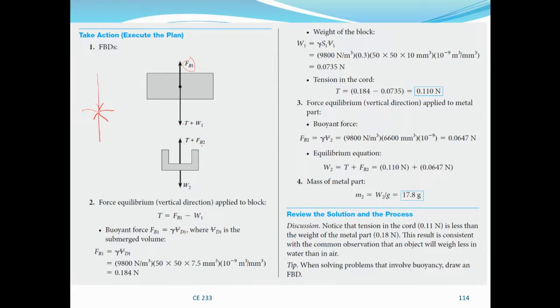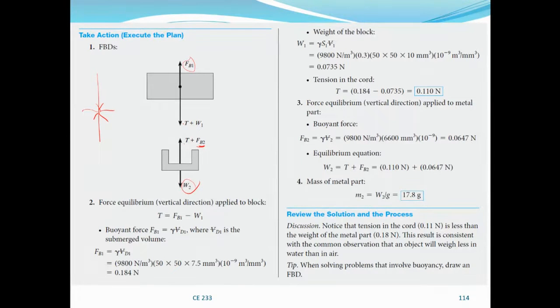But here you have the buoyant force also acting. So T plus the buoyant force acting at the center of the metal part, but then you have the weight of the metal part acting downward. So it is a simple application of equilibrium here. For the first one, you can see that FB1 is equal to T plus W1. So the tension is FB1 minus W1.